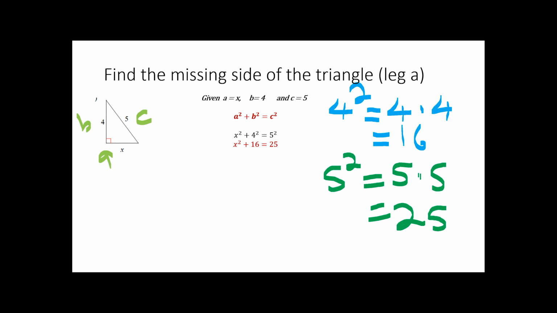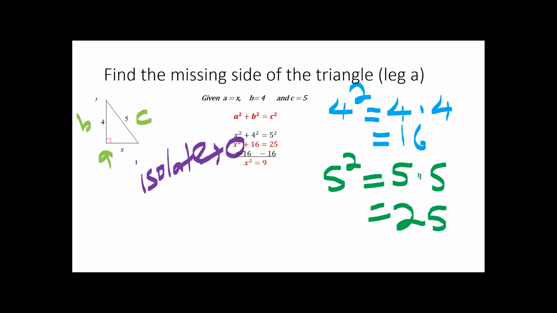Now we want to isolate x. We want x squared by itself. So we have to undo addition because 16 is added. In order to cancel out 16, we have to subtract 16 from both sides. We do opposite operations. So this goes away if we subtract. So we have x squared equals 25 minus 16, which is 9.